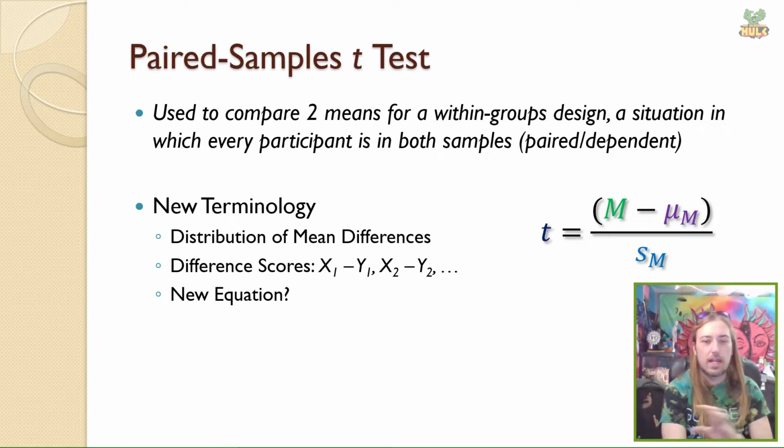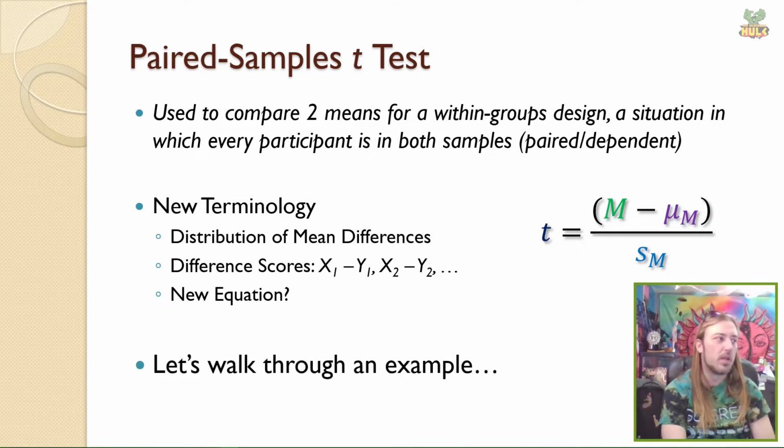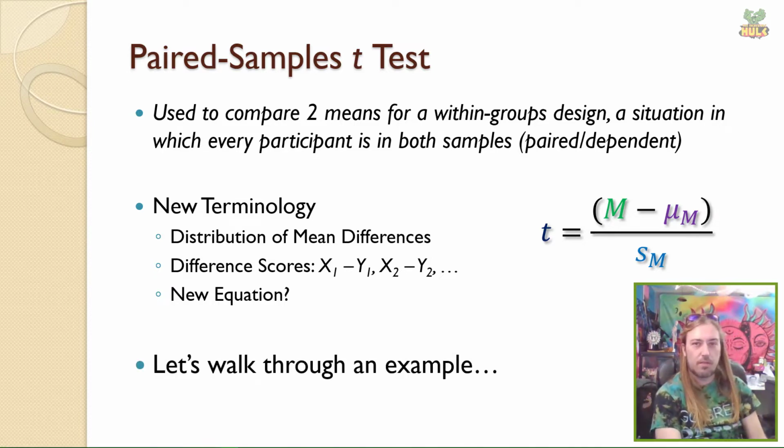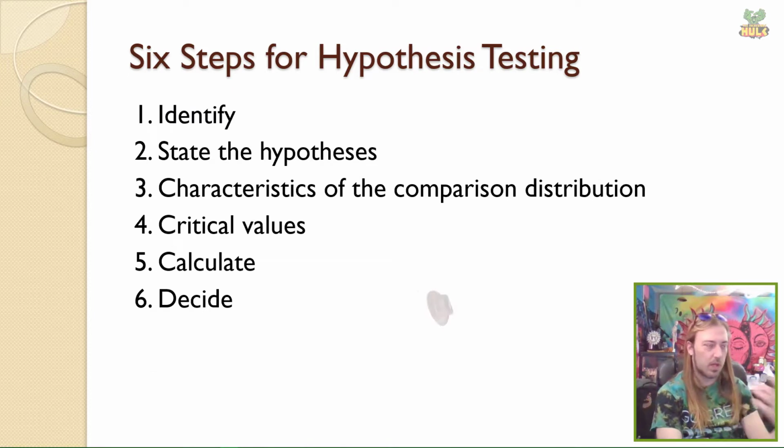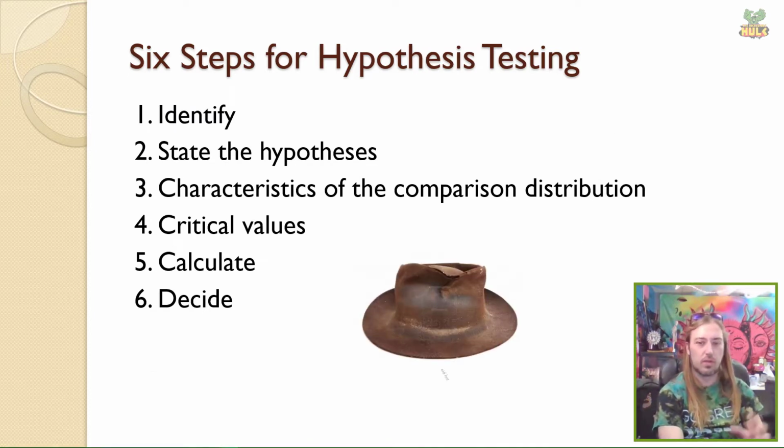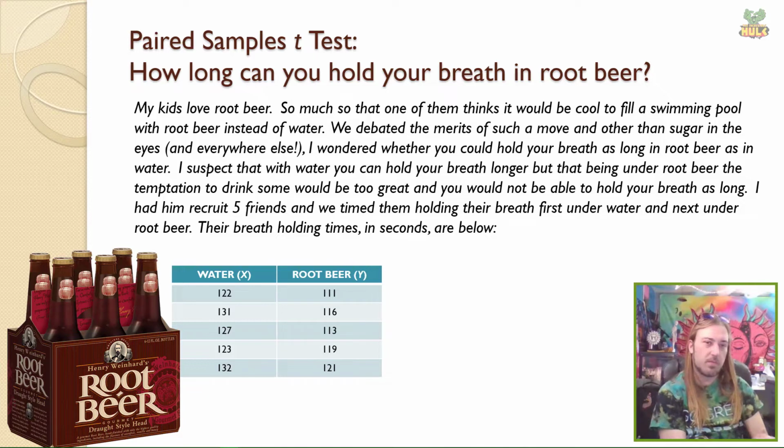So let's look at an example of this and see if it makes a little bit more sense as we walk through the numbers as well. We're going to do the 6 steps of hypothesis testing again, right? So we're going to keep doing this. As I told you, I know it's old hat. This has been repeated now several times throughout the semester. It'll be repeated several more times before you finish this class. Here's our example.